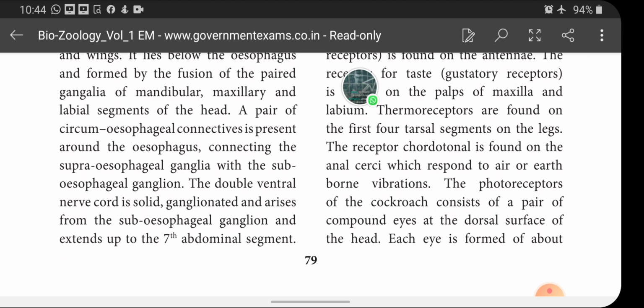The double ventral nerve cord is solid, ganglionated and arises from the subesophageal ganglion and extends up to the 7th abdominal segment. So, below the subesophageal ganglion, the double ventral nerve cord is present. Already I said in the abdomen there are 10 segments. Up to the 7th segment this double ventral nerve cord is running.